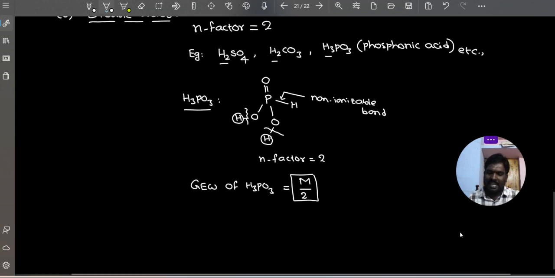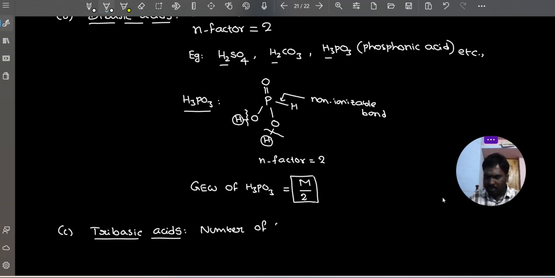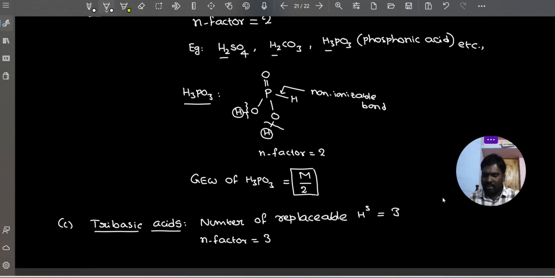Now coming to tribasic acids. Number of replaceable hydrogens is 3, so the N factor is 3. What is the N factor? N factor is 3. Example, H3PO4, orthophosphoric acid.